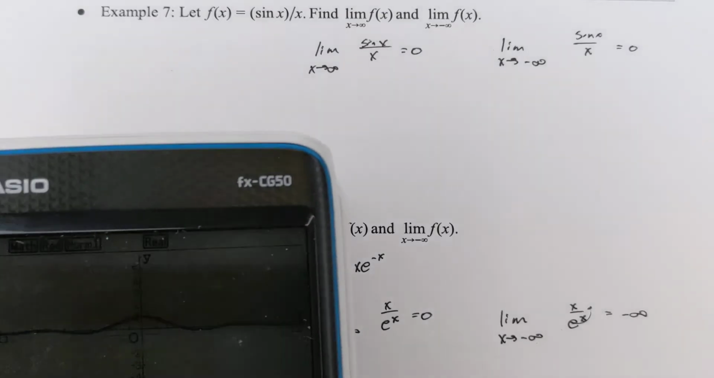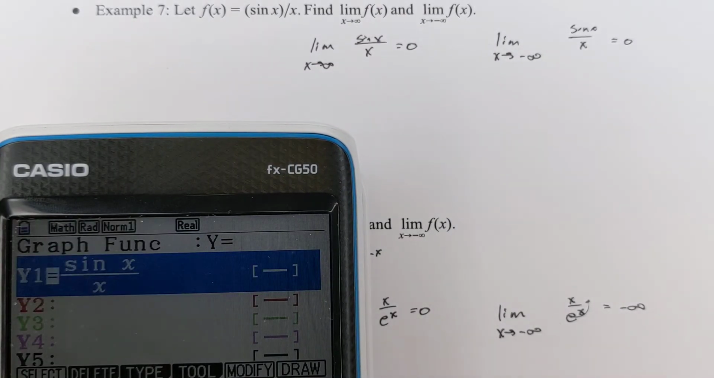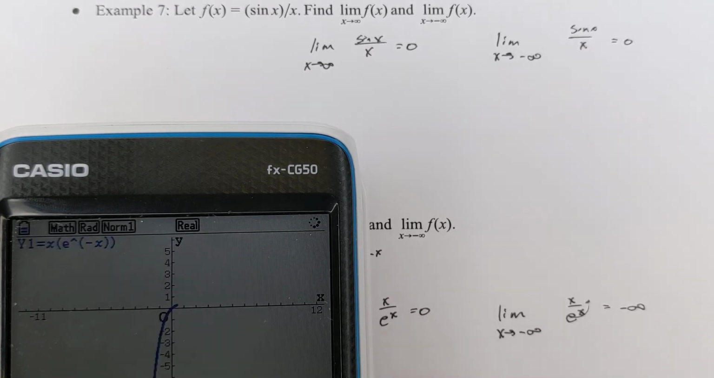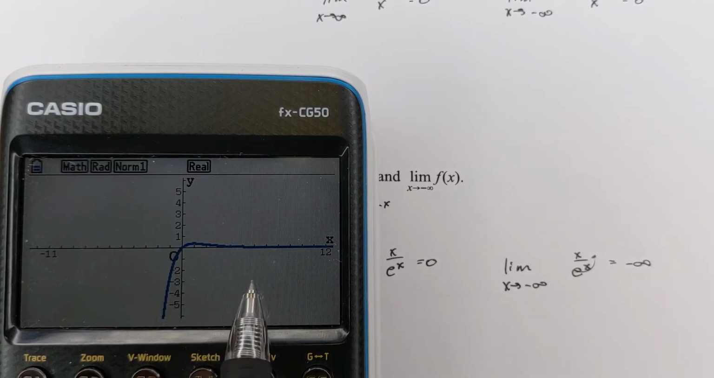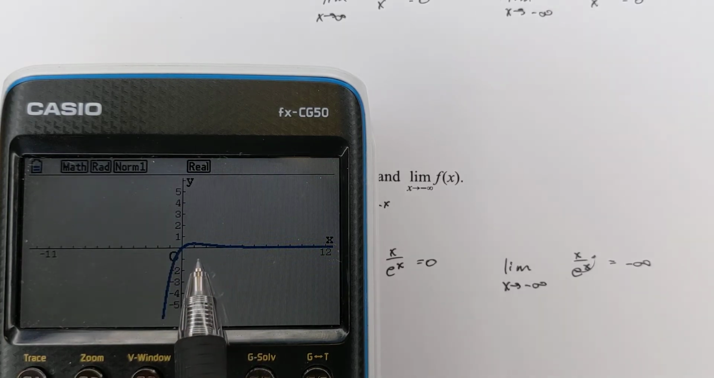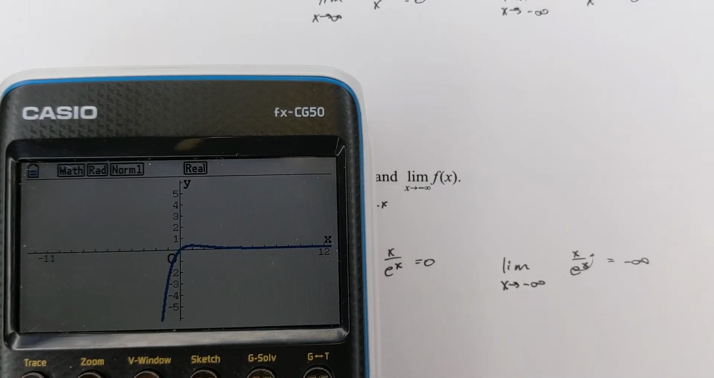If you look at the graph of x e to the negative x, you see there, as I go off to the left, it goes down to negative infinity. So as x approaches negative infinity, the y value goes to negative infinity. But as x approaches positive infinity, the value goes to 0.